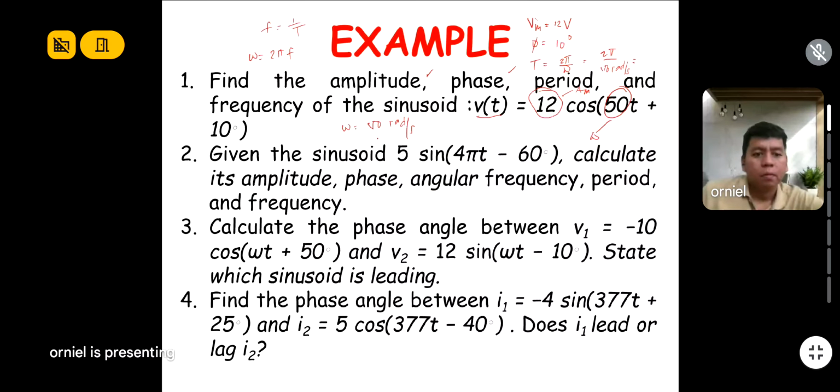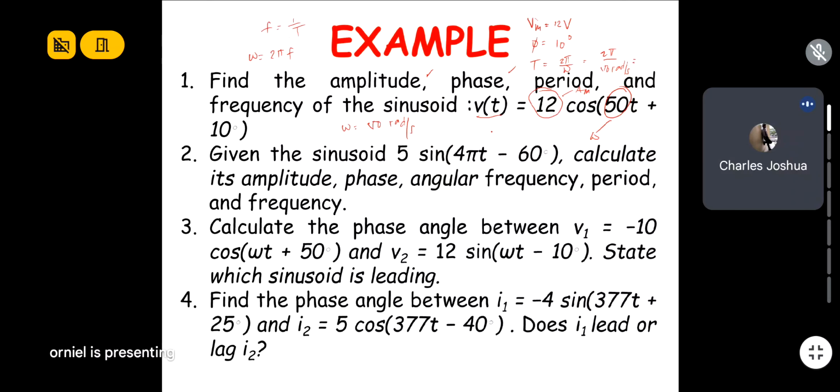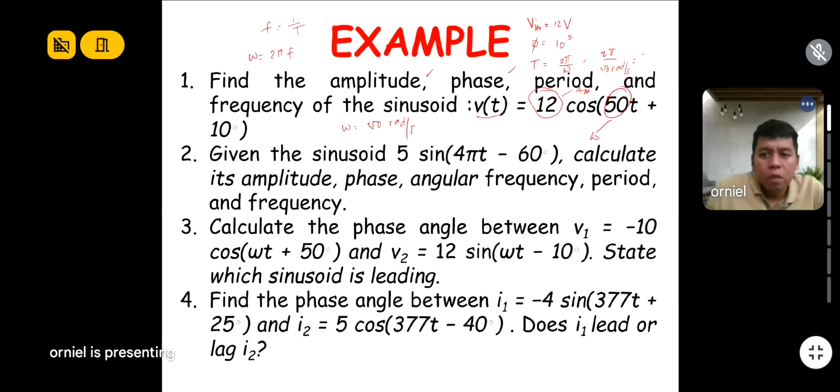Can you use your calculator? 2 pi divided by 50. It is 0.12566, sir. So 2 pi divided by 50, we have 0.12. The unit for the period is seconds. So that is our period, 0.12 seconds.